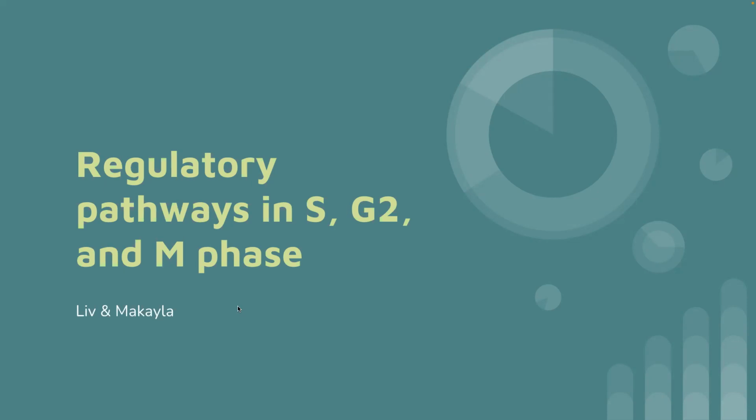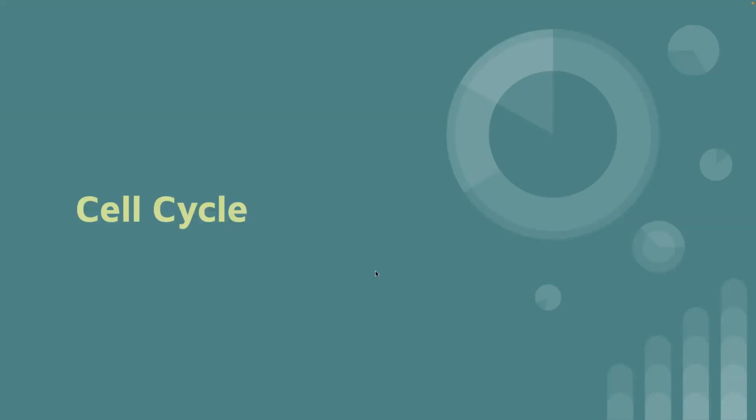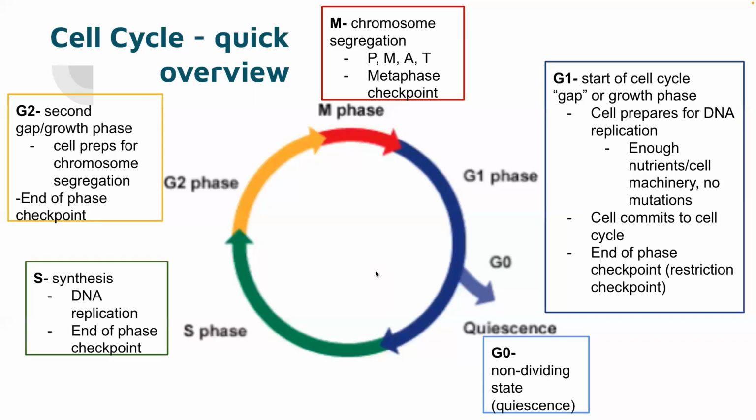This is going to be regulatory pathways in S, G2, and M phase, and we're going to start with an overview of the cell cycle. So we start with G1, which is gap phase, where the cell prepares for DNA replication, making sure they have enough nutrients, cell machinery, and no mutations. This is where they hit the restriction point where they commit to the cell cycle.